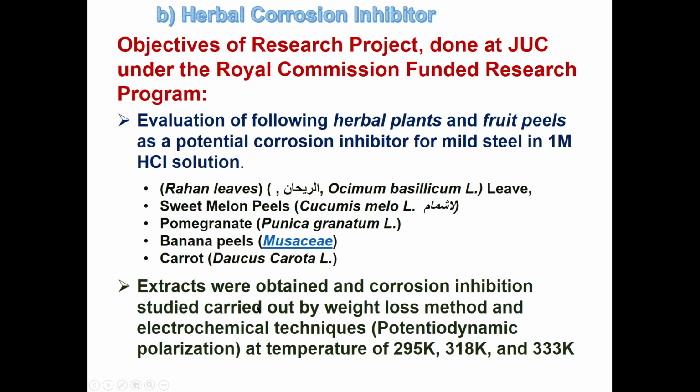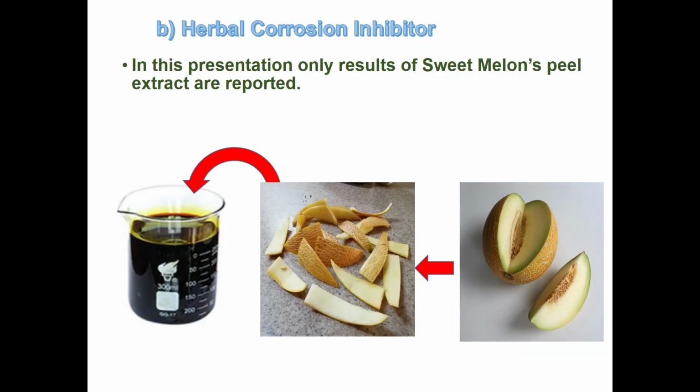These extracts were obtained, and then corrosion inhibition studies were carried out on the material by the weight loss method and the electrochemical technique, which is also called potentiodynamic polarization, at different temperatures and at different concentrations of the inhibitors. We utilize the peel, and just simple methods to extract the inhibitor from it.